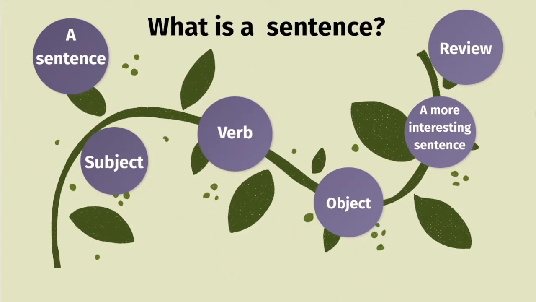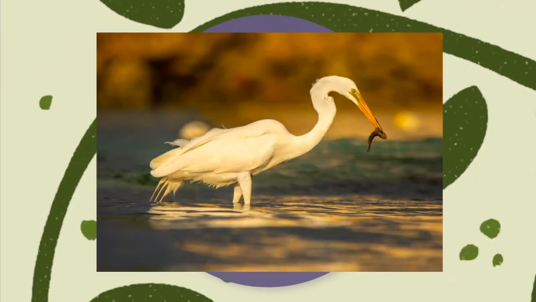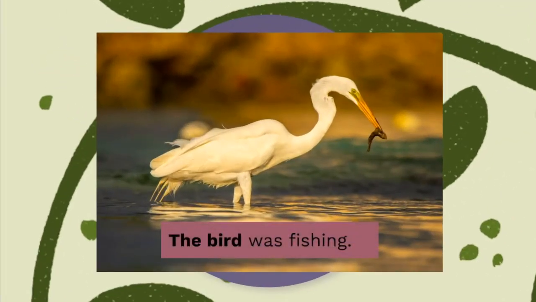And we also know it's a sentence because it starts with a capital letter and ends with a period. But there's more to a sentence than that. Every sentence has a subject and a verb. Let's take a closer look at what a subject is.